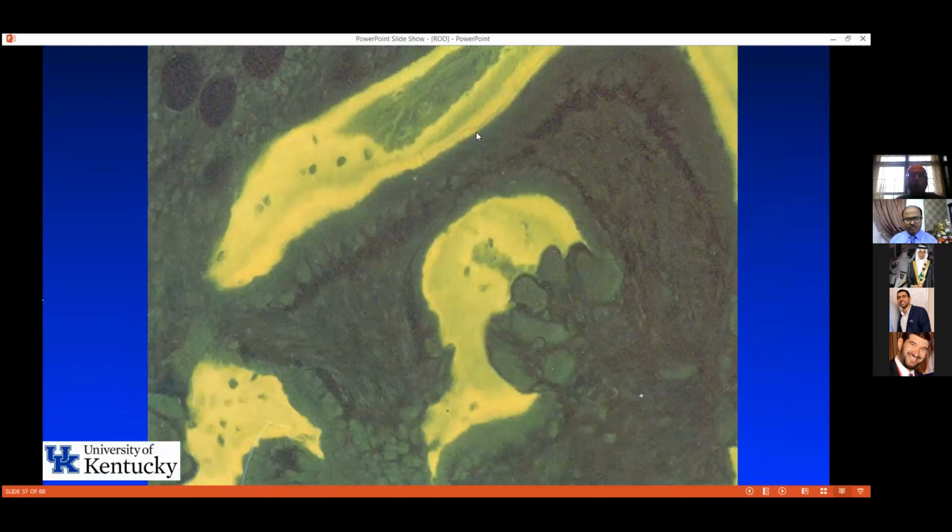Here, the tetracycline loves to go to the bone. It lives inside the bone for a long time. So in this hyperparathyroid patient with high turnover bone disease, all bone is labeled. You cannot even see the double labeling because of the hyperactivity of this bone.